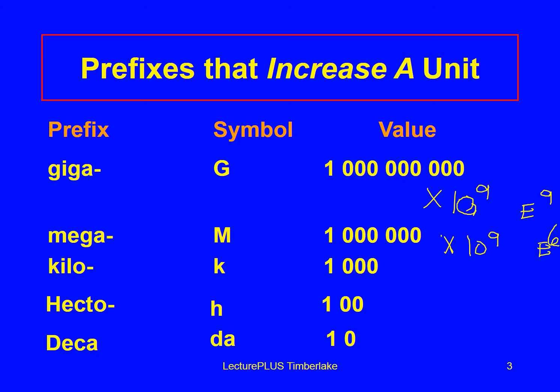Kilo is one that we saw in the previous slide. It's a lowercase k here, and it stands for 1,000. So somebody might say 1 kilogram is equal to 1,000 grams. You could say something like that for hecto as well. 1 hectogram is equal to 100 grams. And 1 decameter is equal to 10 regular meters. Those are prefixes that make something larger.